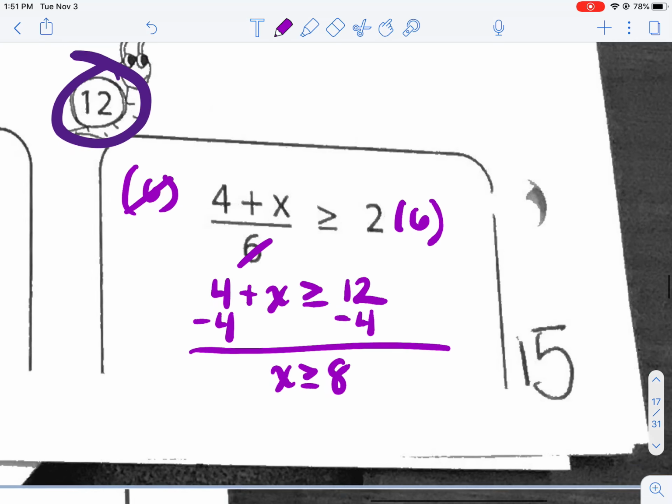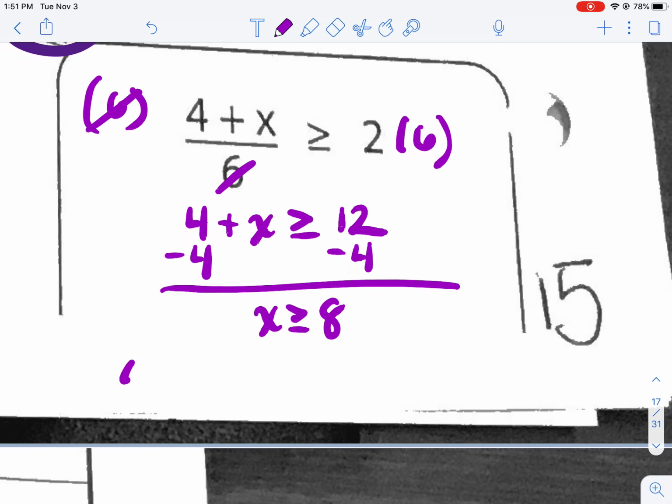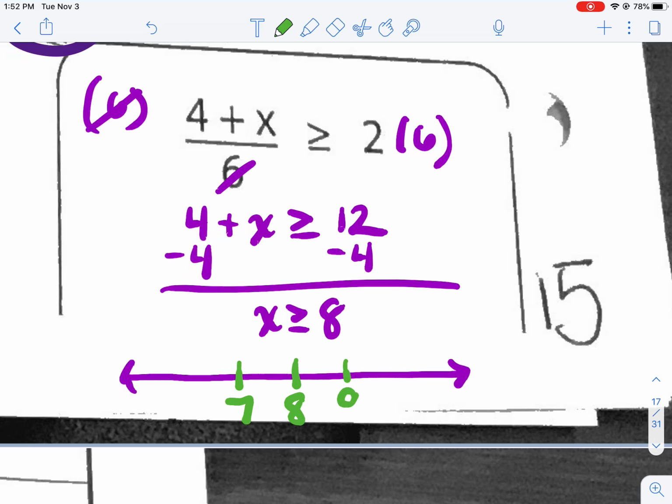Now, I think our numbers got cut off here, but actually I sort of wanted to review how to graph this because we do have graphing on our test coming up for the end of this unit. So I'm going to put 8 right in the middle. I'm going to put 7 below and 9 above.